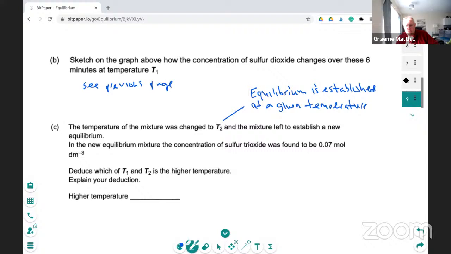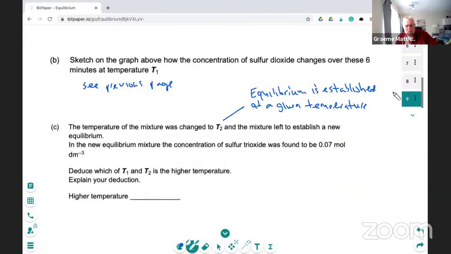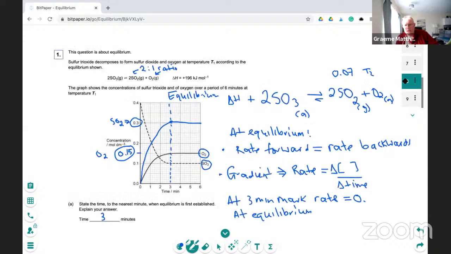So hold on, got to keep this straight, right, chemists? This was 0.07 at T2. Trioxide was 0.07 at T2. Hold on, I think I put that in the wrong one. Yep. Sulfur trioxide was 0.07 at T2. Okay.